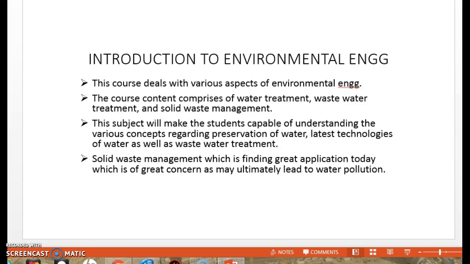Here, the environmental engineer plays a very important role since he is well acquainted with all the problems, their causes, the root causes, and the ways to tackle those problems. Now, an environmental engineer is also specialized in various fields. He may also be a wastewater treatment engineer. He may be a person who is specialized in solid waste management.